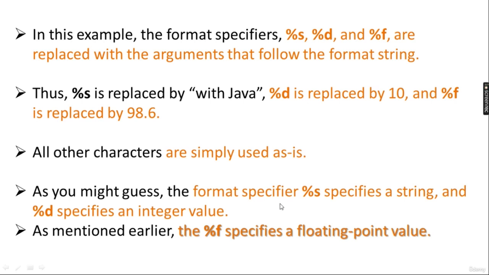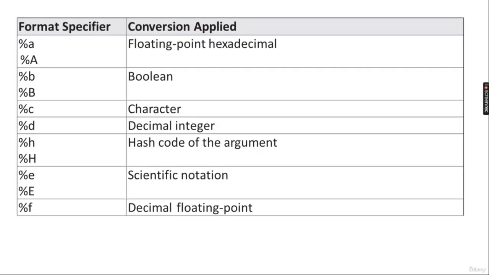Okay. The format specifier %s specifies a string, %d specifies an integer, and %f specifies a floating point value. Okay. So now we will see the list.